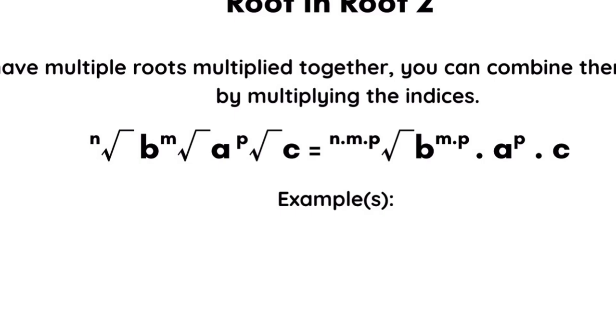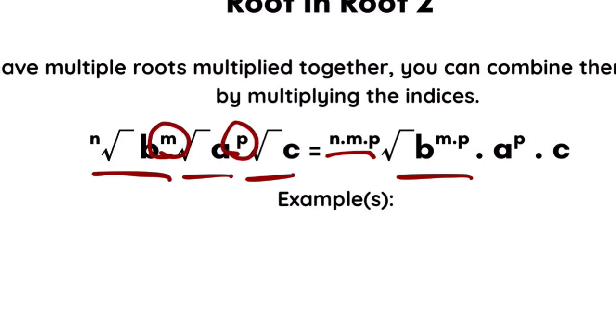Okay, so what do I mean by this? For example, I have the nth root of b, the mth root of a, and the pth root of c. This means n times m times p as the degree, right? But b needs to be to the power of m times p, because m and p both are degrees of roots and they are in front of b. But for a, it's not like that, a only has p in front of it.